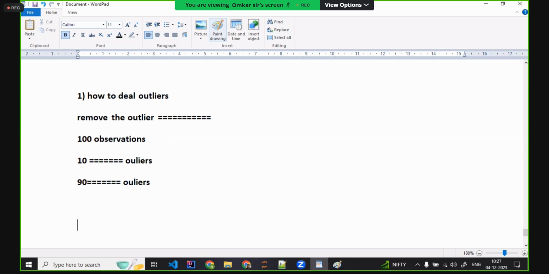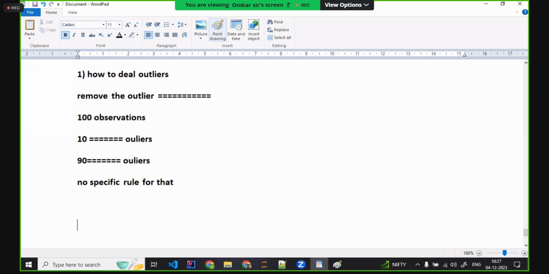There is some guideline, and you need to discuss it in the research, within the company, within the team. There is no specific rule for that. Some people will say that if more than 10 outliers are there, you can't remove them. Suppose 5 outliers are there, okay, you can remove. 2 outliers are there, okay, you can remove.